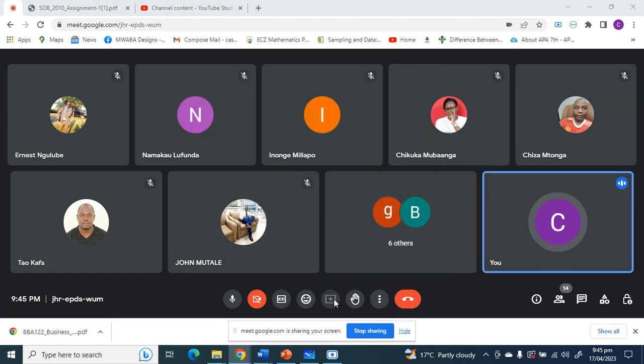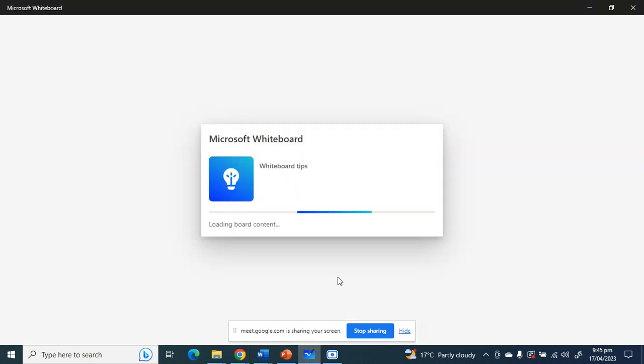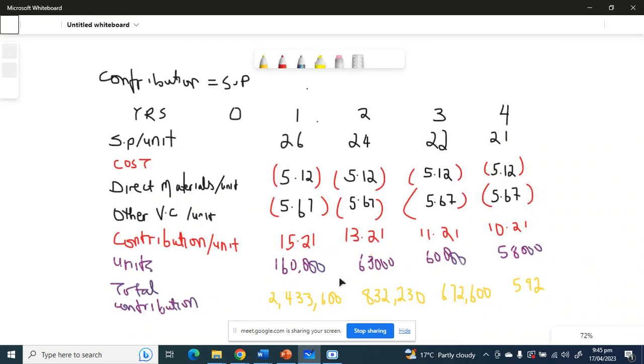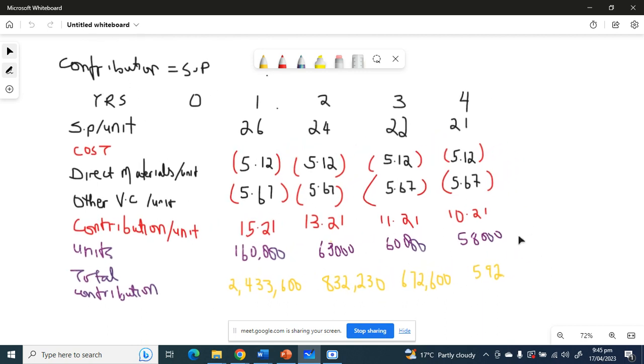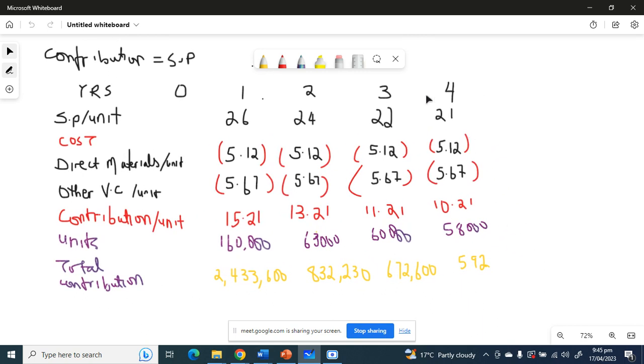Yes, as I was saying, contribution is the money that is used to cover the fixed costs, right? If as a company you see that your contribution cannot cover your fixed costs, either you need to produce more, maybe you need to increase your selling price, or maybe you need to reduce your variable costs.